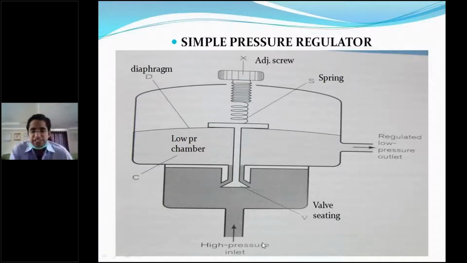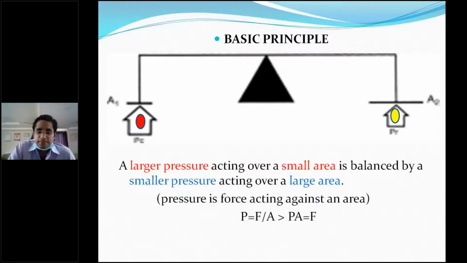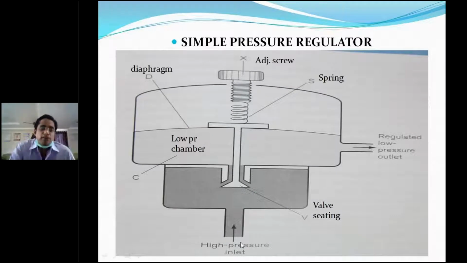Now please concentrate on this image. This is the high pressure inlet, this is the entry. So the gas passes through this high pressure inlet. This is the high pressure chamber, the lower one, and this is the low pressure chamber. So when the pressure goes from the high pressure, here is the valve seating, the pressure pushes up this valve seating, and the low pressure enters this low pressure chamber.